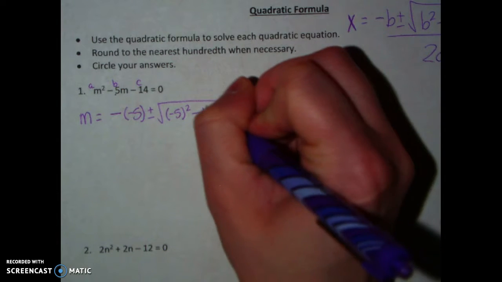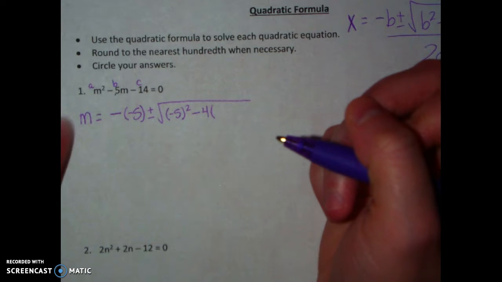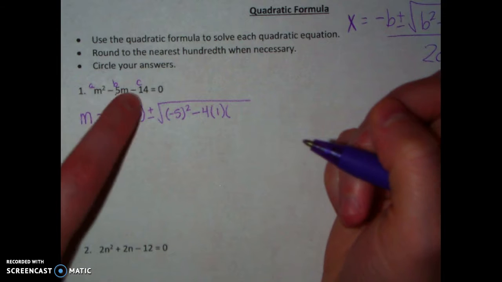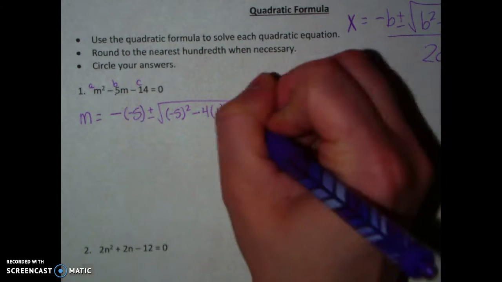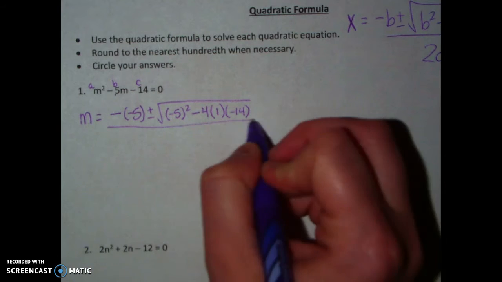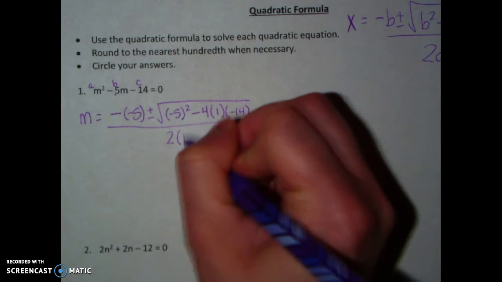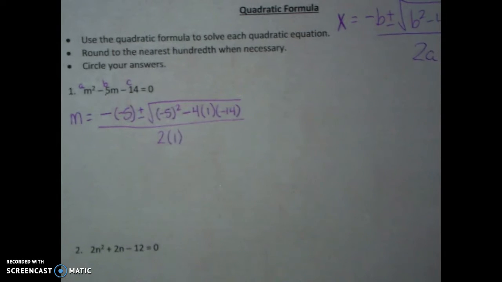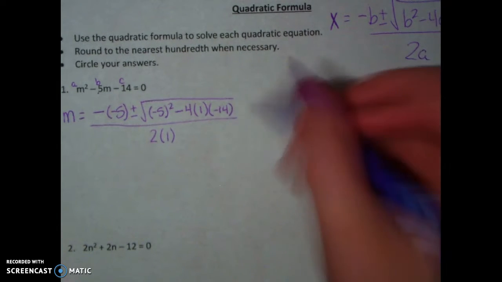Minus 4 times a, which is 1, times c, which is negative 14. Make sure you bring the negative with it. And the whole thing is divided by 2 times a, which is 1. Now we need to simplify it just a little bit before we start plugging stuff in.